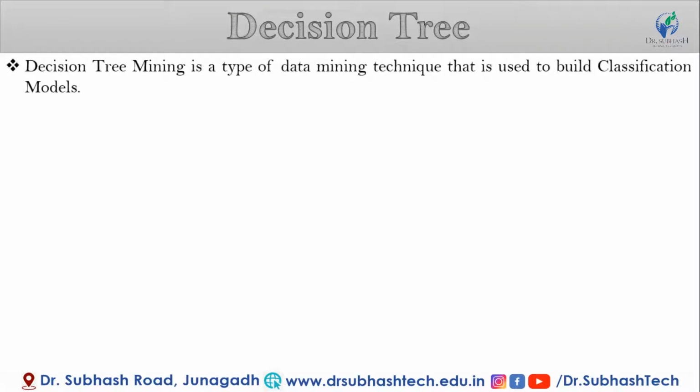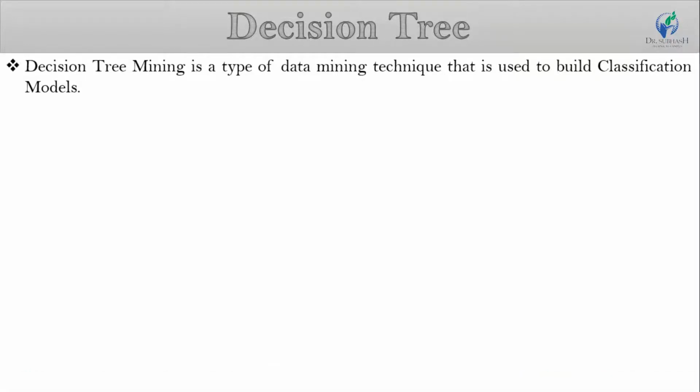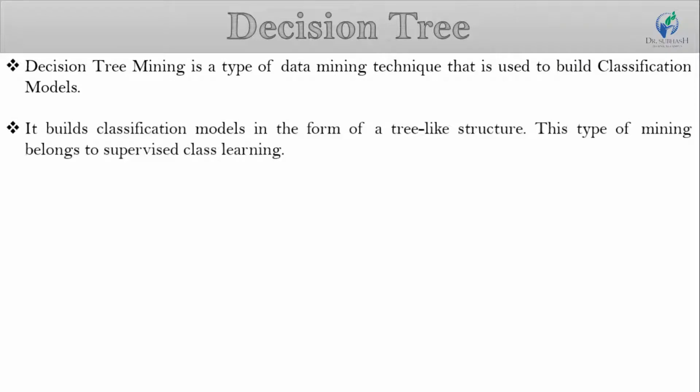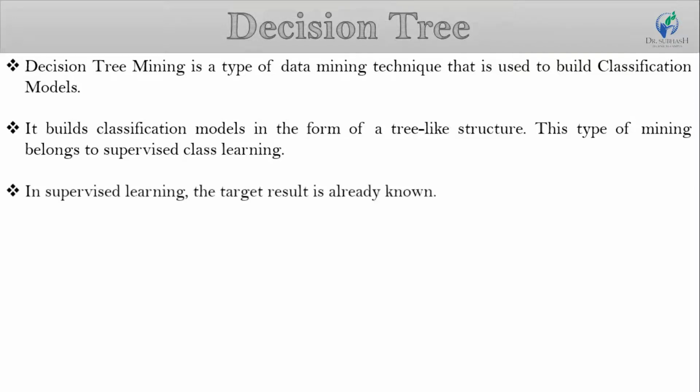Decision tree mining is a type of data mining technique that is used to build classification models. It builds classification models in the form of a tree-like structure, just like its name. This type of mining belongs to supervised learning. So, what is supervised learning? In supervised learning, the target result is already known.